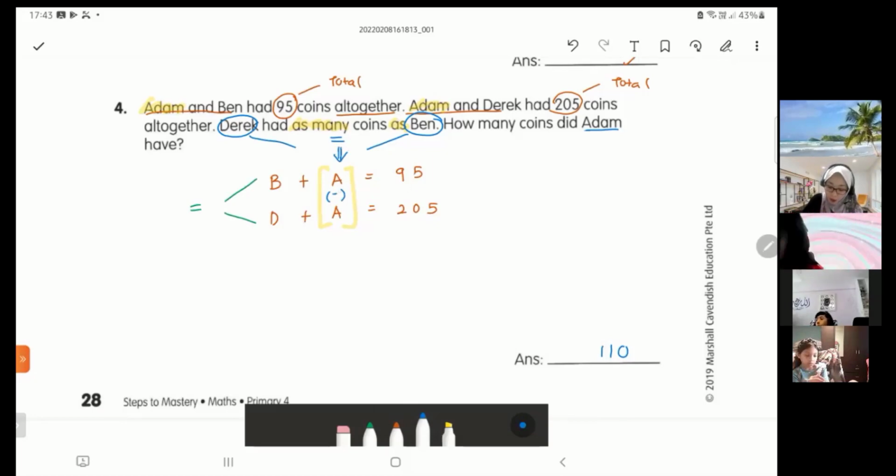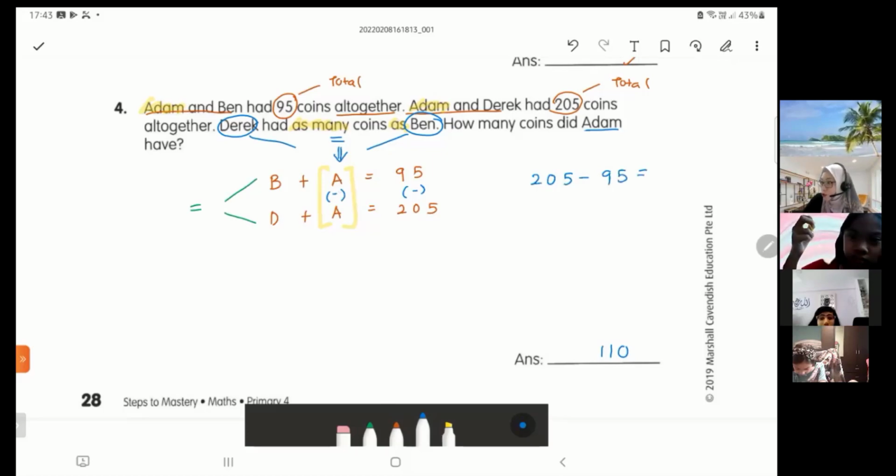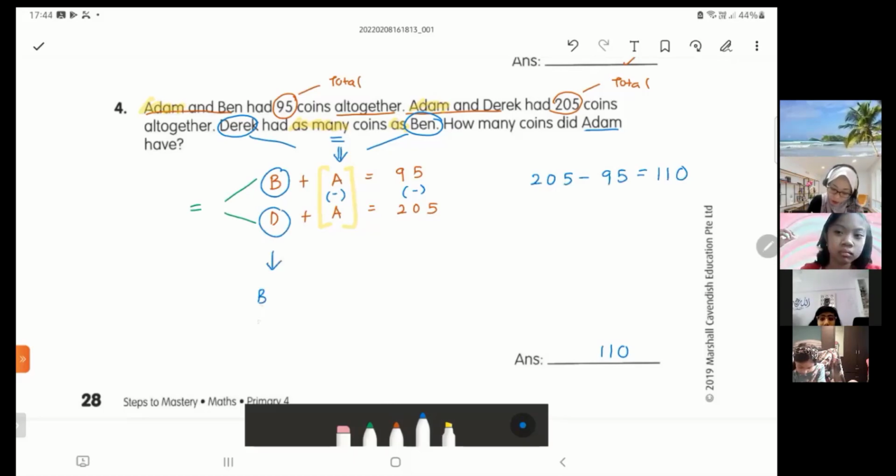Okay, so I can do that, but I have to minus everything as well. So what I'm going to do is take 205 minus 95 equals 110. So this 110 will be for whom? For Ben and Derek. And they are the same, right? So Ben and Derek, if I draw their model, they will look like this. Ben and Derek, same. So the total is 110.